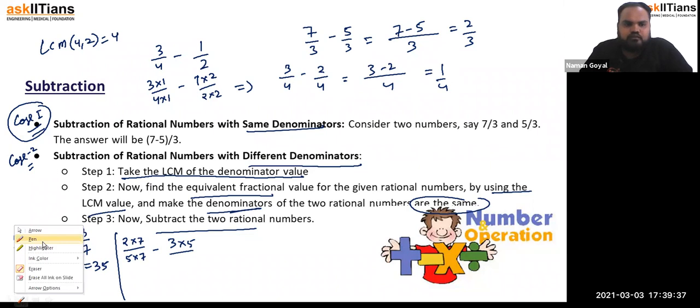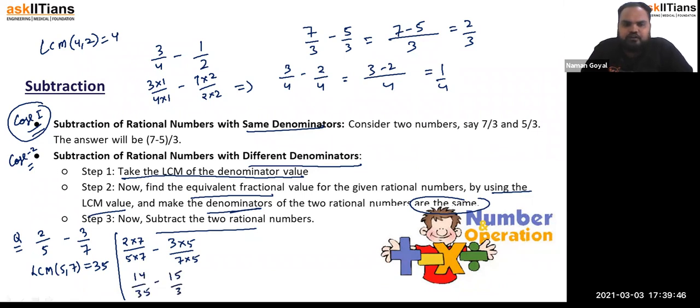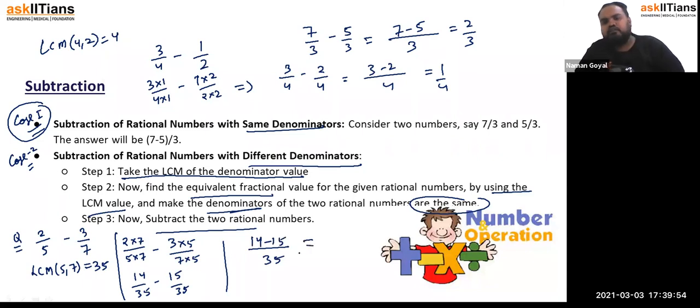Yes, 7 into 5, right? So this is what? 14 upon 35 minus 15 upon 35, right? Now the LCM is 35. Now tell me 14 minus 15. What is 14 minus 15? If we subtract 15 from 14, then what do we get? Minus 1, isn't it? So it will be minus 1 upon 35.